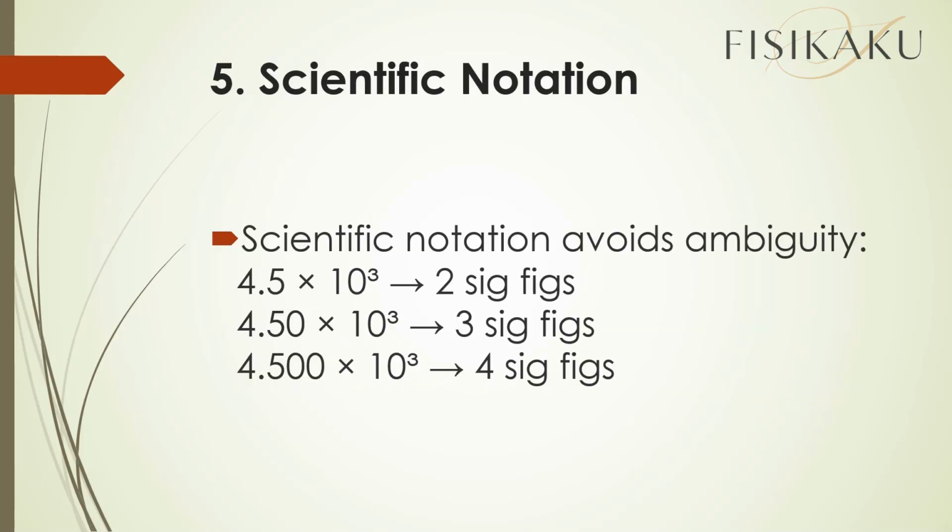5. Scientific notation and significant figures. Scientific notation is very helpful for showing significant figures clearly. 4.5 times 10 to the power of 3 has 2 significant figures. 4.50 times 10 to the power of 3 has 3. And 4.500 times 10 to the power of 3 has 4. This avoids the ambiguity of trailing zeros in large whole numbers.